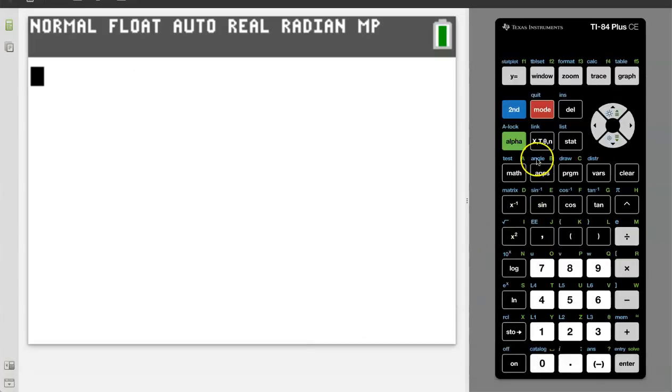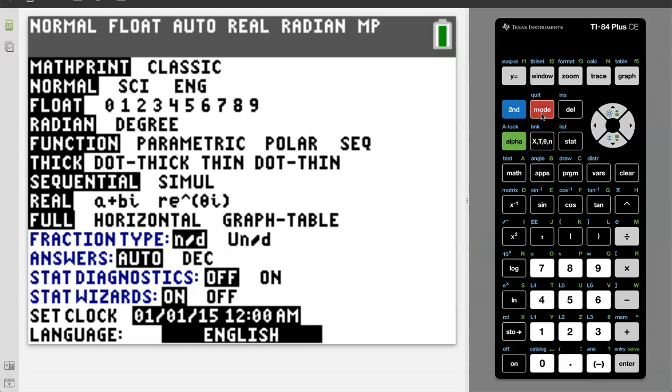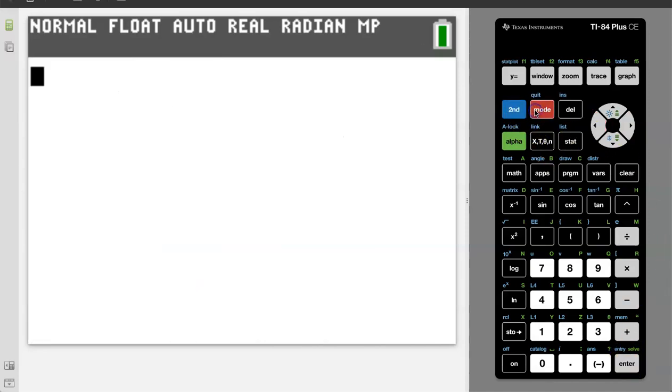So the first thing I want to do is check the mode. Whenever you graph on a calculator with a trig function, your mode has to be radians. So my calculator is in radians. If yours is in degrees, make sure you hover over radians and click enter. Okay, now once you do that, you want to go ahead and open up the window.